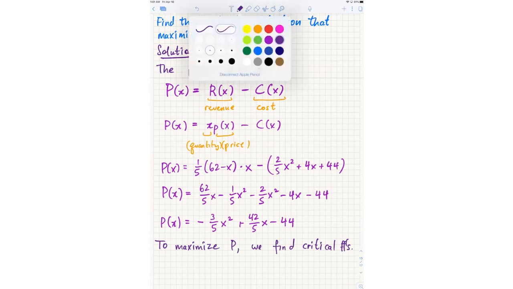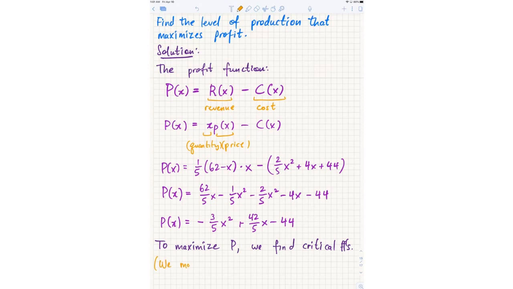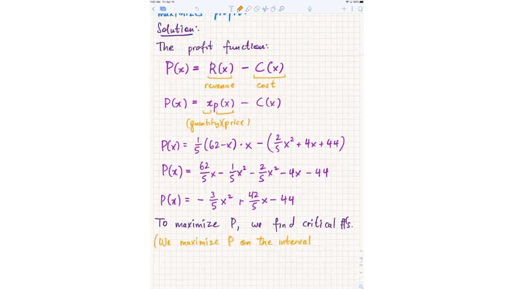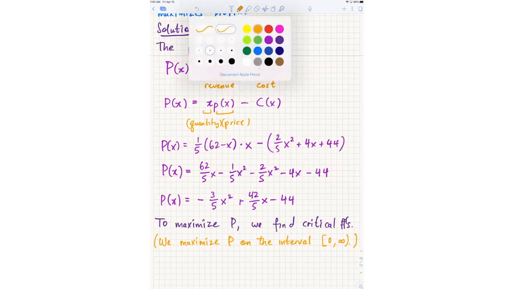Just to be clear here, on what interval are we maximizing profit? Well, remember, what is X in this case? X represents the level of production, so the units that you have produced. It's not quite negative infinity to infinity. It's 0 to infinity, and in fact, you can include 0. You are allowed to produce nothing. So these problems will always have the same interval: profit is always maximized on the interval 0 to infinity, including 0, unless otherwise specified.